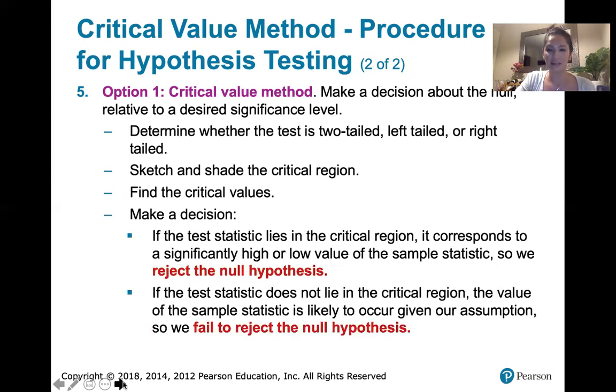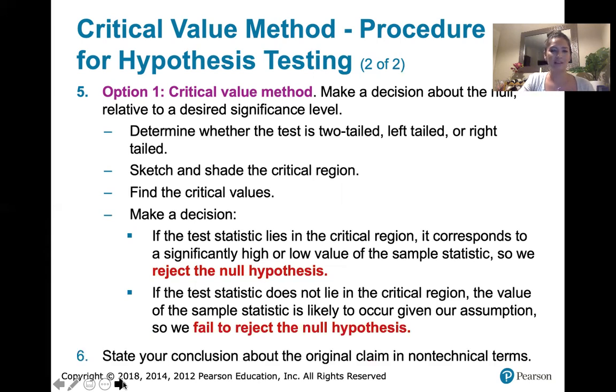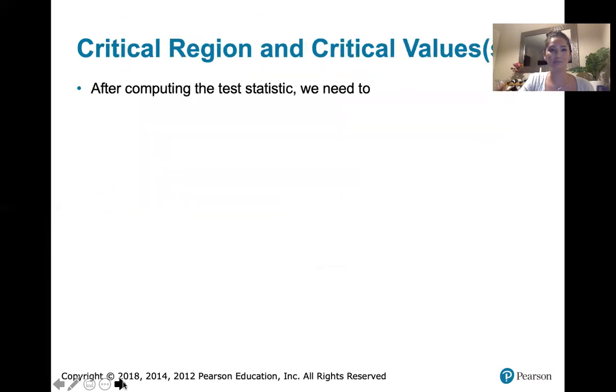Or if the sample statistic does not lie in the critical region, we'll say, well, the value of the sample statistic is likely to occur given our assumption. So we don't have enough evidence to reject the assumption. Then finally, we state our conclusion about the original claim in non-technical terms.